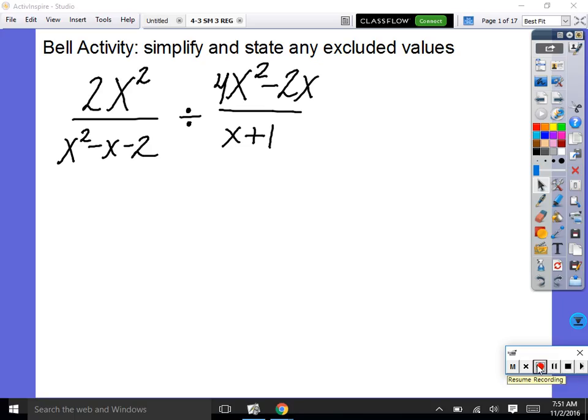Right, so here we go. Dividing fractions is easy as pie. We flip the second fraction and we multiply. So what we're going to do here is, looking at this piece, we'll keep it the same, correct? But let's factor it. So talk me through this.